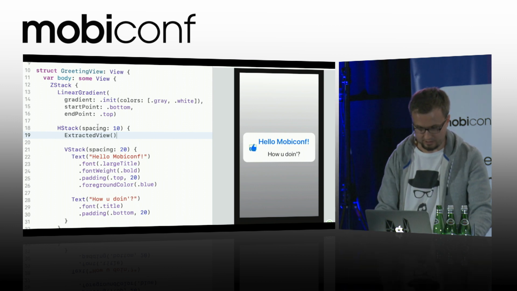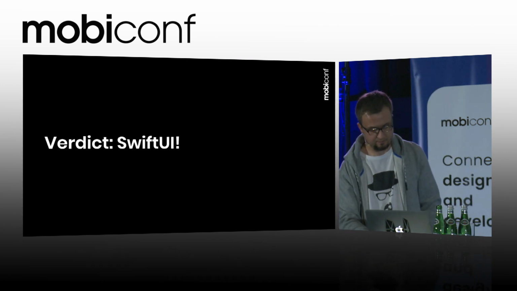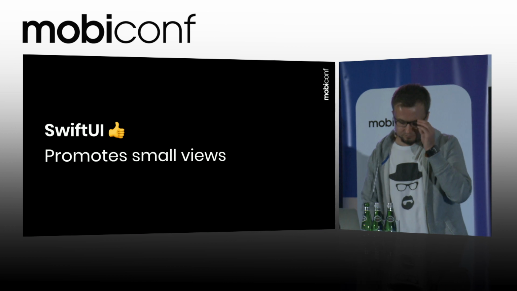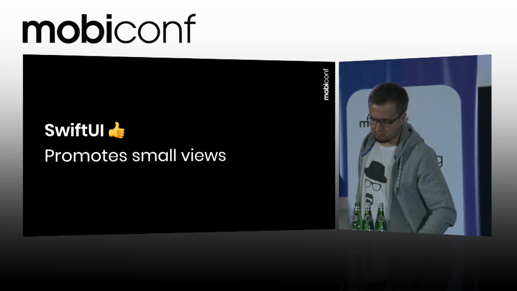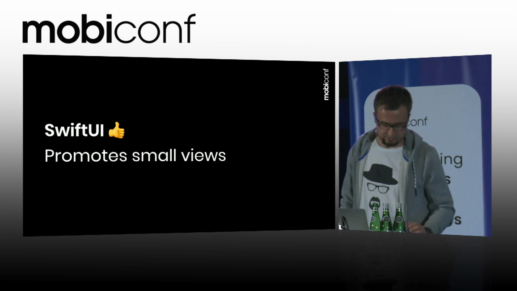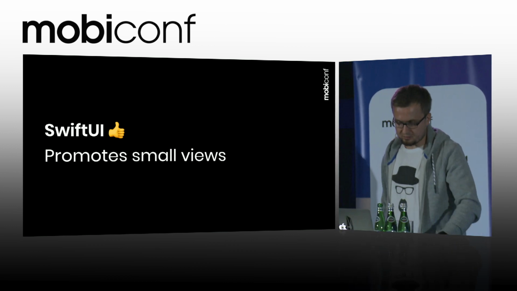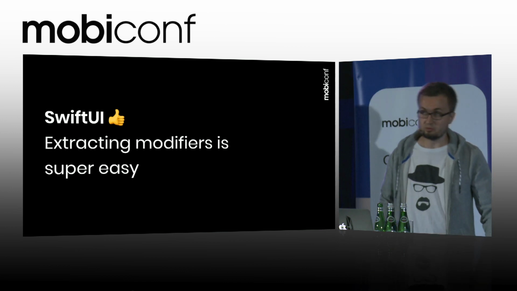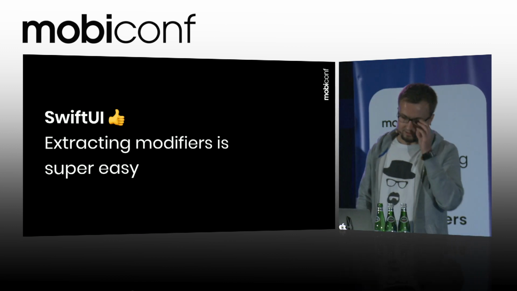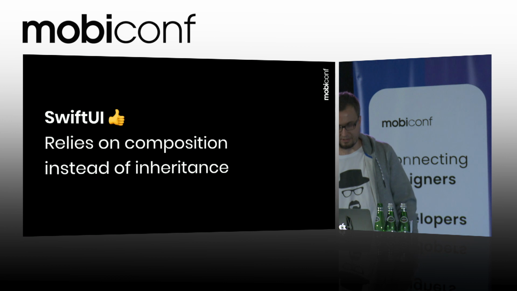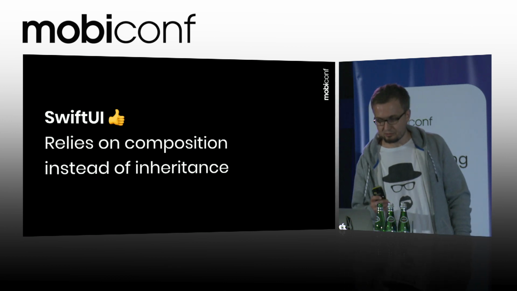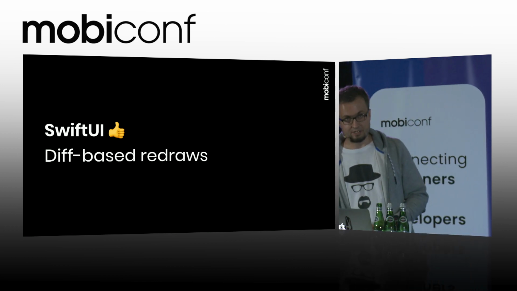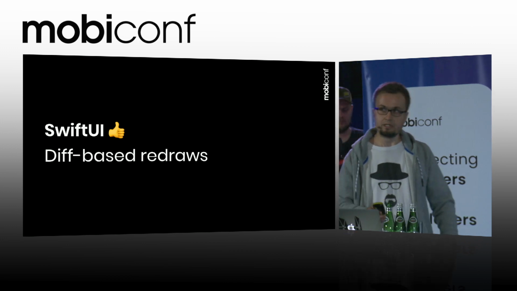I think it's looped. So the verdict here is SwiftUI. Why? Because it promotes small views. And that's cool. Because in UIKit, sometimes we tended to have such a mess that it was very hard to maintain. And in SwiftUI, this problem should not exist, provided you care about creating small views. Also, as we've seen in my example, extracting modifiers is super easy. And SwiftUI relies on composition instead of inheritance. Also, I didn't mention this, but SwiftUI has diff-based redraws. Everything gets redrawn based on the differences in the layouts, and only the changed parts of the UI get redrawn.